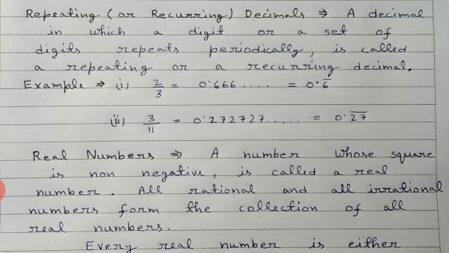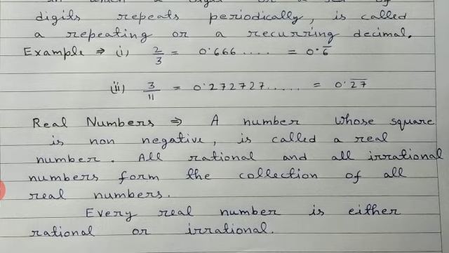Now come to our main heading, that is real numbers. Real numbers: a number whose square is non-negative is called a real number. All rational and all irrational numbers form the collection of all real numbers. Every real number is either rational or irrational.